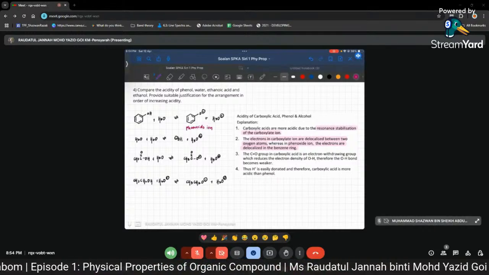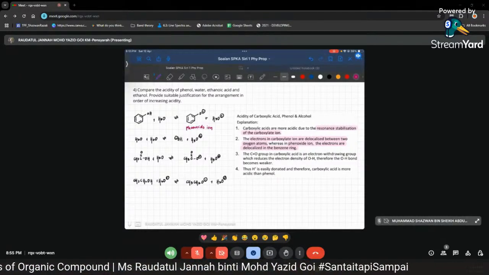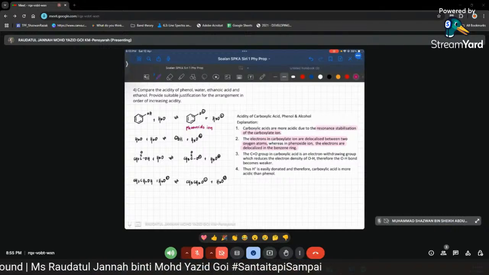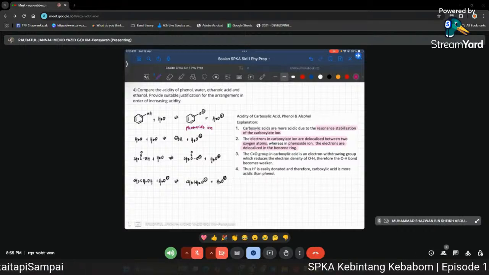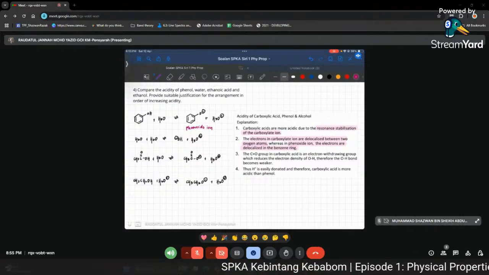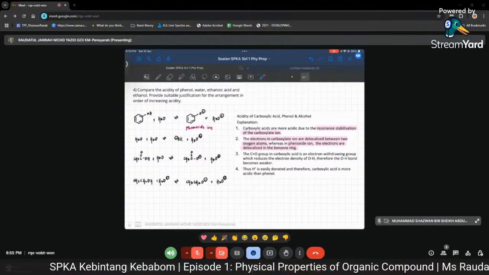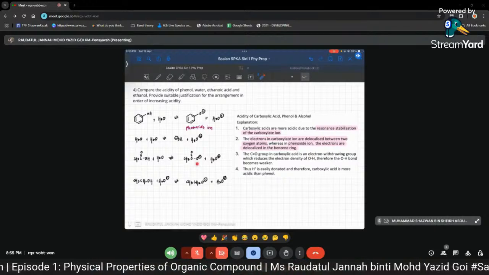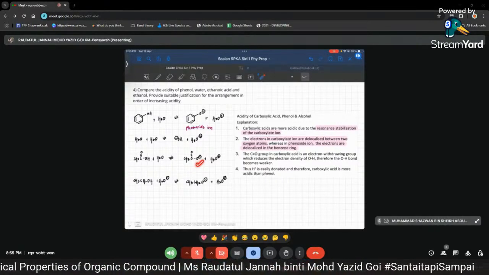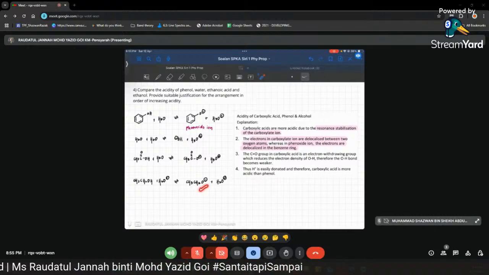Okay, so you tengok je you punya structure. Kalau you ada extra alkyl group ataupun you ada species with lone pair, for example, then you can consider you have electron donating group. Okay, so let's continue with this one here. So kita ada hydroxide ion as the conjugate base for your water, and then kita ada ethanoate ion untuk conjugate base for your ethanoic acid, and ethoxide ion conjugate base untuk ethanol.